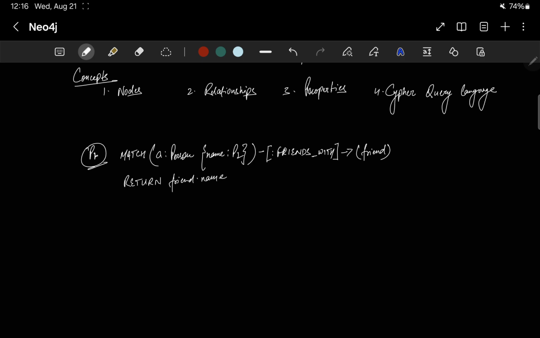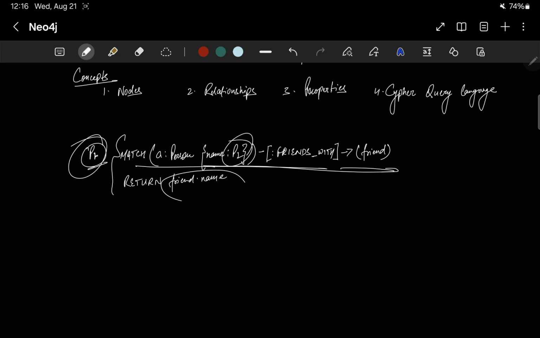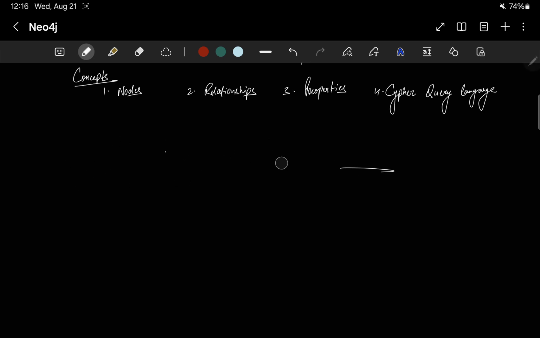So what this query will do is, this is you, okay? The query starts from here. This will find all the friends of person P1, right? All the people person P1 is friends with, and it will return the name of all the persons, all the friends of that person P1, or you. So this is how CQL works. This is just a simple example of a CQL, right?